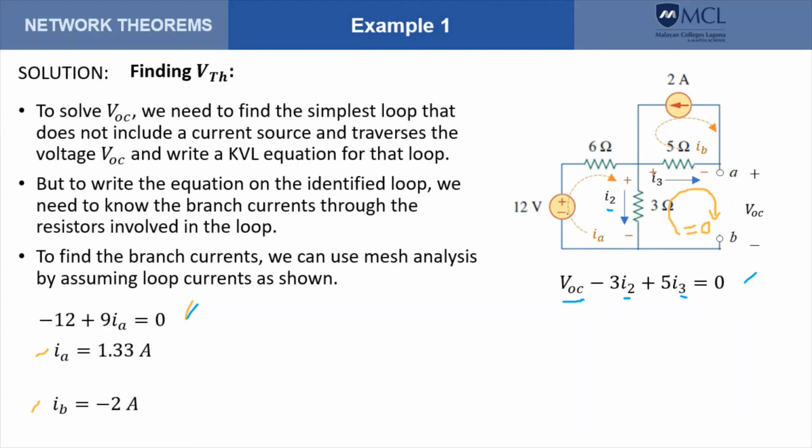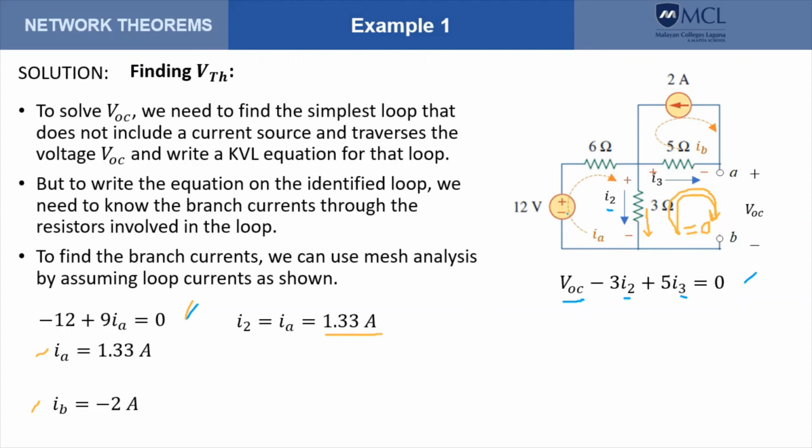So now that we have I sub A and I sub B, we can compute for I sub 2. I sub 2 is a branch current. It has the same direction as the loop currents. So the loop current direction is like this. And since it's the only loop current that passes through 3 ohms, because there's no loop current here, there's no loop current here, therefore I sub 2 becomes I sub A, and that is our I sub 2.